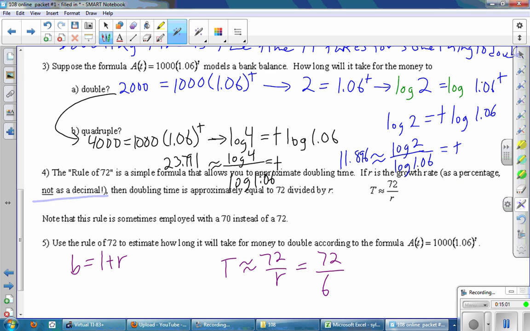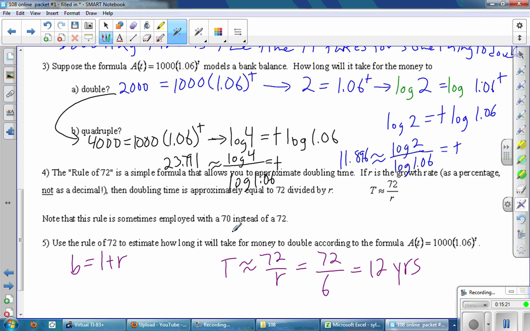But if we divide 72 by 6, we get 12. 12 years is the approximate doubling time. How good of an estimate is it? Well, the right answer was 11.896. 12 is a very good estimate, especially given how easy it was to get. 72 divided by R. It's a nice little rule of thumb, very, very accurate.